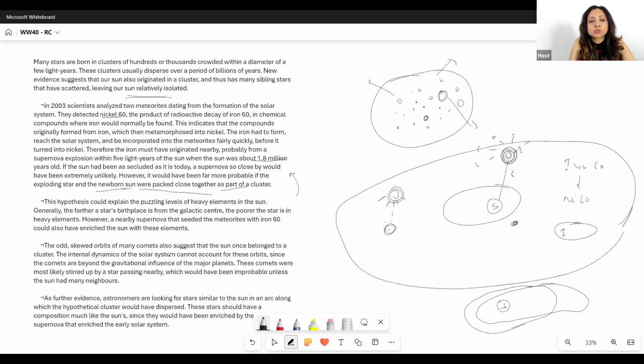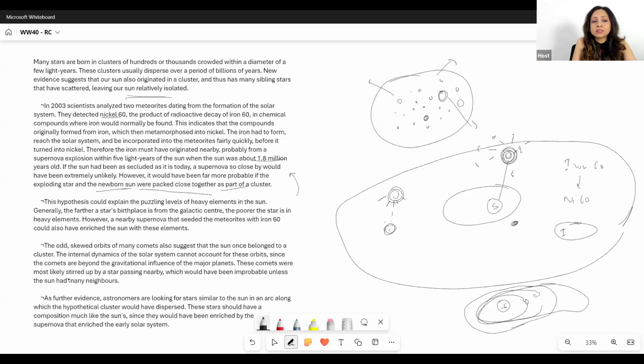Now, the internal dynamics of the solar system cannot account for these orbits. Of course, we know that the sun is here, and there are lots of planets that revolve around it. But he's saying that the internal dynamics of the solar system cannot account for these. There would have to be a huge planet that will pull the comet towards it, and that is why the path of the comet would change. He's saying that that is not happening. The planets cannot account for this change in the path, right? The skewed orbits. Since the comets are beyond the gravitational influence of the major planets, they are not the ones changing the path of the comet.